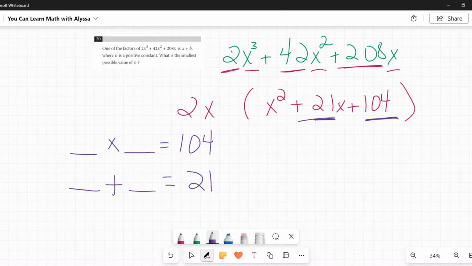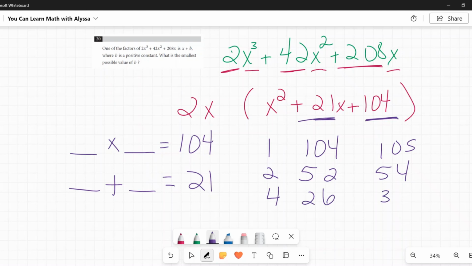All right, so first I want to find those factors of 104. This one is going to have a lot of factors. It's a little bit tedious. That's what factoring is. So we have 1 times 104, and if you added those together, you'd get 105. That's not it. Then 2 times 52, add those together would give me 54. That's not it. Then 4 times 26, add those together, that's 30. That's not it, but we're getting closer. The sums are getting smaller.